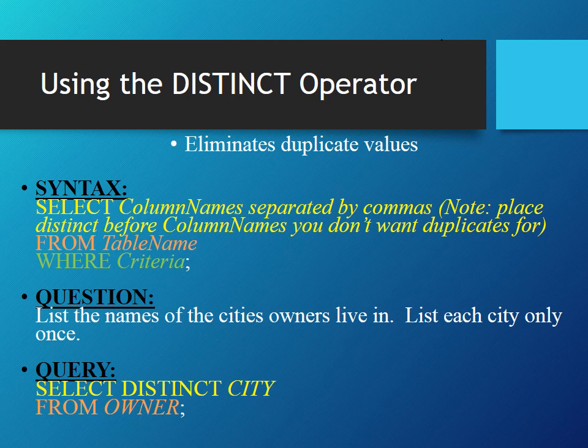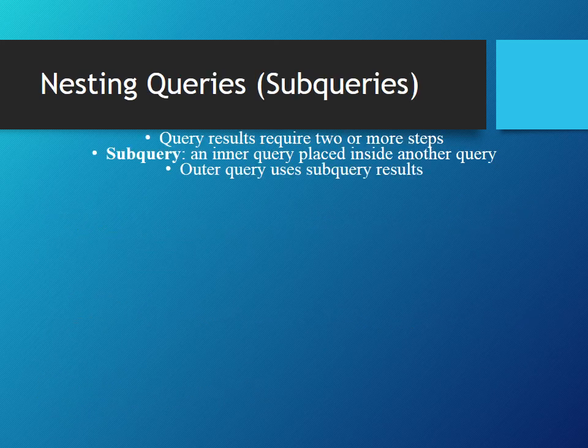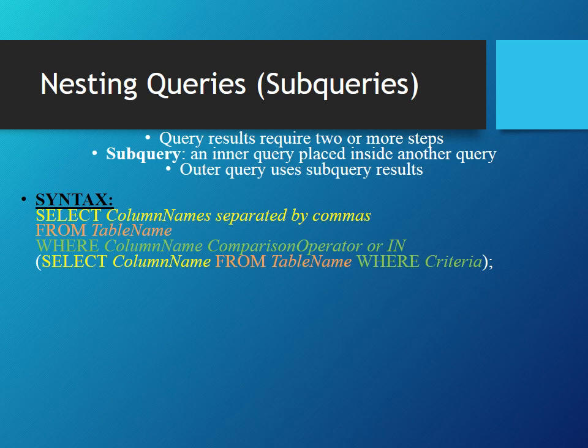Next, we will look at nesting or subqueries. Nesting or subqueries are used when the query results require 2 or more steps. For subqueries, the innermost query is executed first. Let's look at the syntax. For the syntax, notice the 2 sets of the select from where statements. The innermost statement is executed first, and then the outer statement uses that information from the inner statement for its results. Also note that the column name in the innermost select statement must match the criteria and column name in the outermost statement.